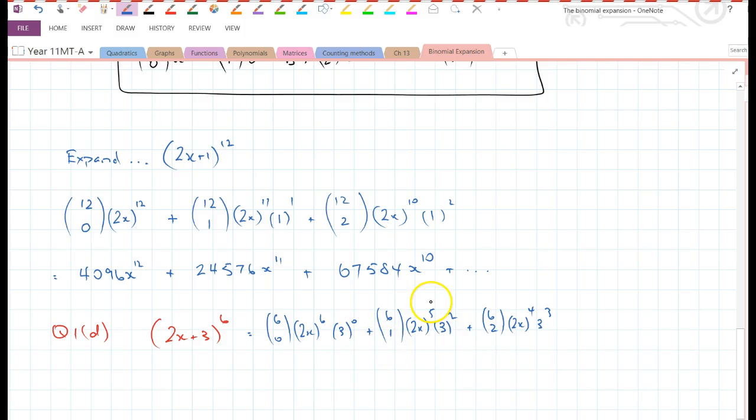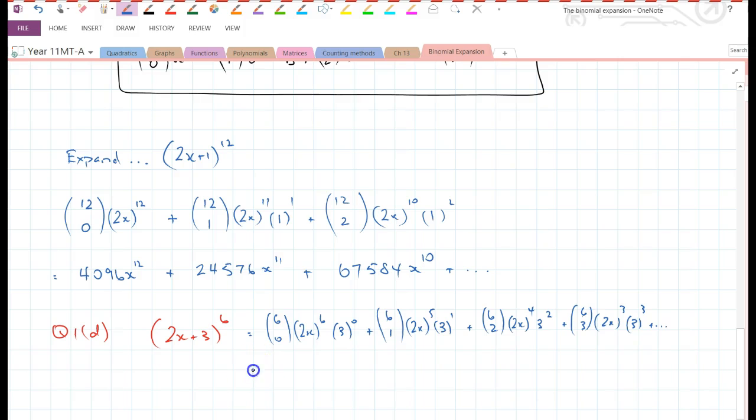6, 5, 4. See, that's incorrect, isn't it? I'm sorry, I've made an error there. That's a 1. That's a 2. It's a good job I was checking there. My powers always have to add up to 6 in each case. Alright, and we keep going for 6c3, 2x to the power of 3, 3 cubed, and you keep going.